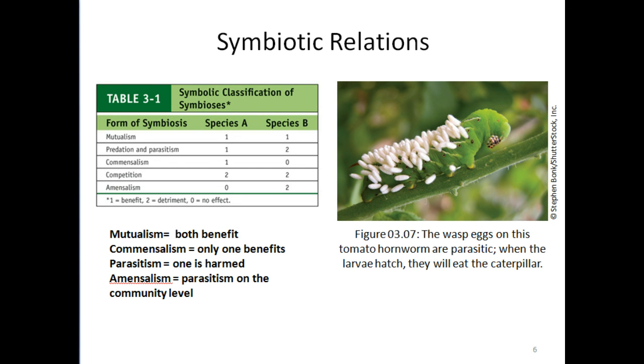Symbiosis is a general term meaning to live together or with. It encompasses different relationships between unlike organisms that are classified based on their benefit or detriment to each other. In symbiotic relations called mutualism, both organisms benefit. In commensalism, only one of them benefits. And parasitism is where one is harmed and the other is benefiting. When you talk about amensalism, we're talking about parasitism at the community level.